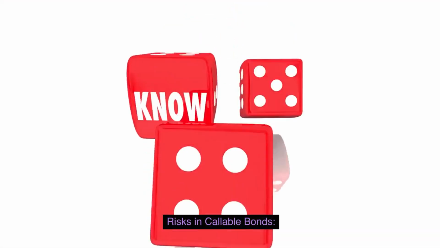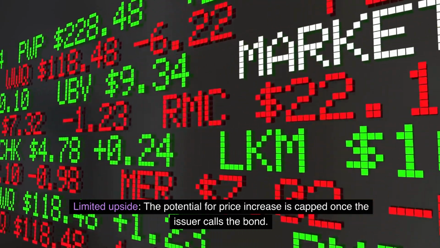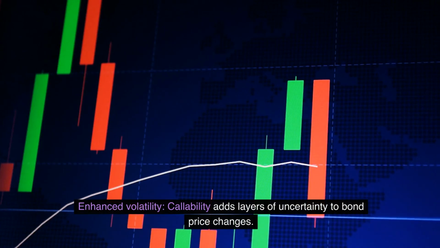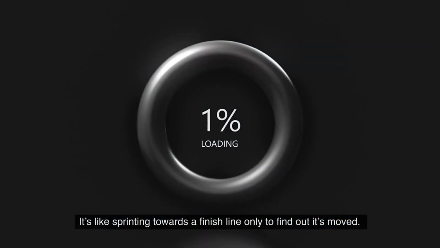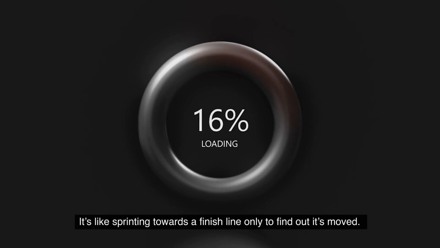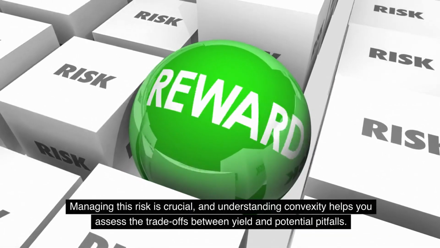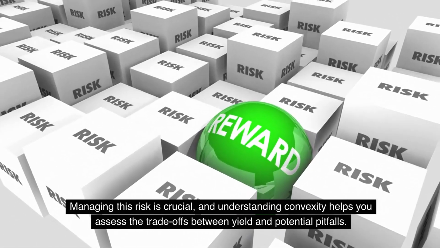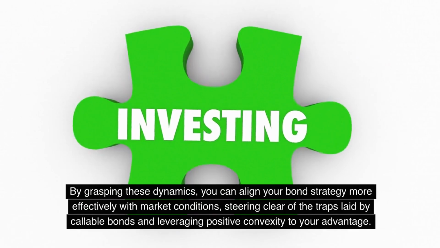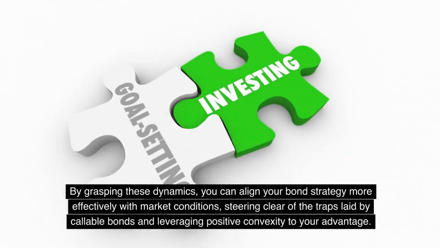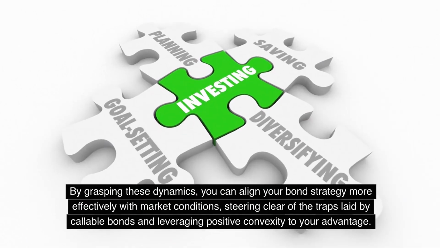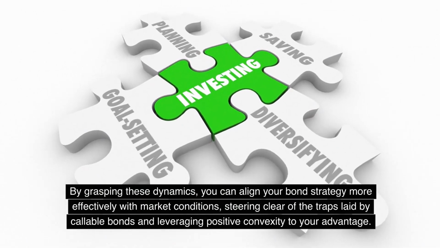Risks in callable bonds. Limited upside. The potential for price increase is capped once the issuer calls the bond. Enhanced volatility. Callability adds layers of uncertainty to bond price changes. It's like sprinting towards a finish line only to find out it's moved. Managing this risk is crucial, and understanding convexity helps you assess the trade-offs between yield and potential pitfalls. By grasping these dynamics, you can align your bond strategy more effectively with market conditions, steering clear of the traps laid by callable bonds and leveraging positive convexity to your advantage.